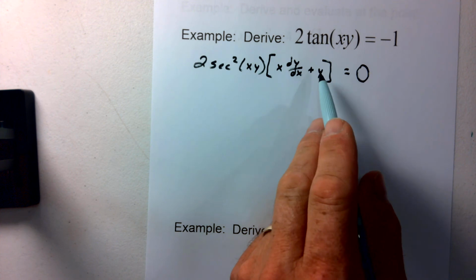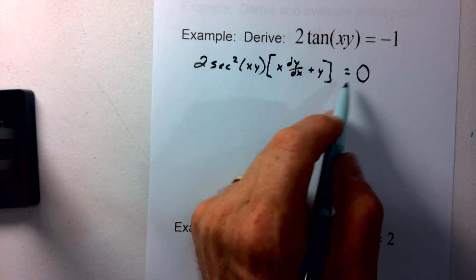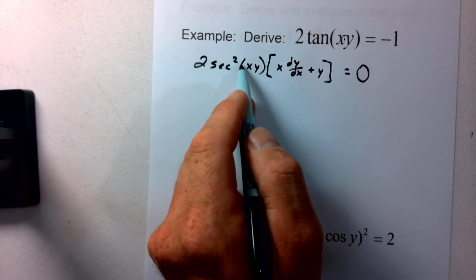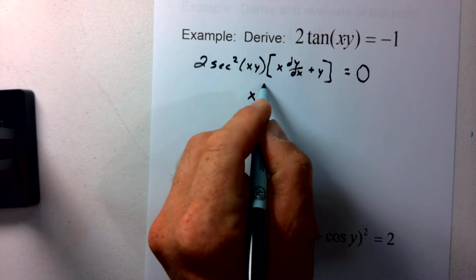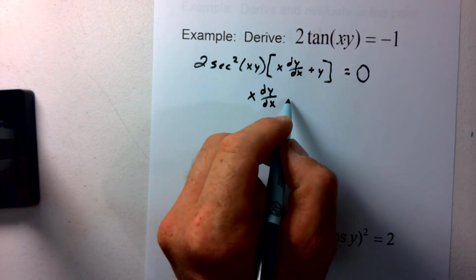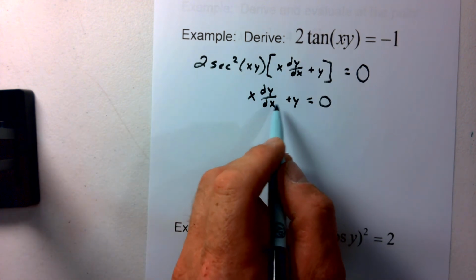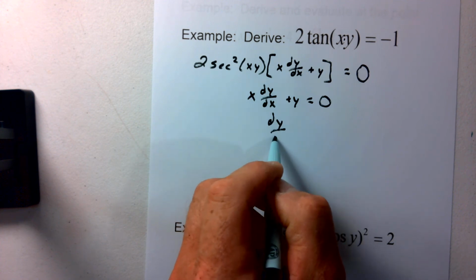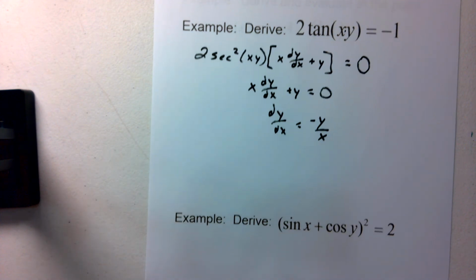So we can go ahead and solve for dy/dx. Well, we're going to divide by 2. Hey, 0 divided by 2, that's 0. We divide by the secant squared of xy. 0 divided by that, that's still 0. So really I get x dy/dx plus y is going to equal 0. Solve for dy/dx. I can subtract y and divide by x. So dy/dx is going to equal -y over x.